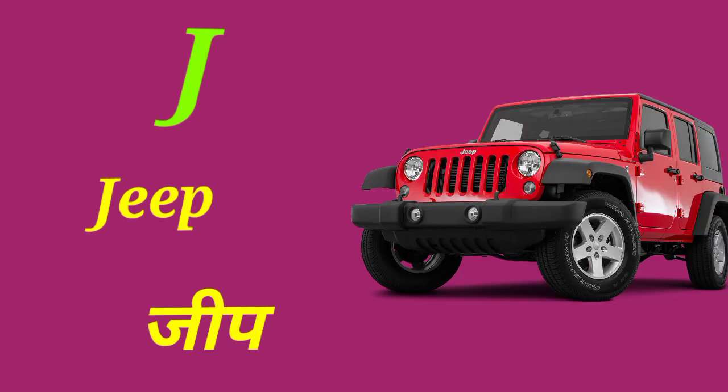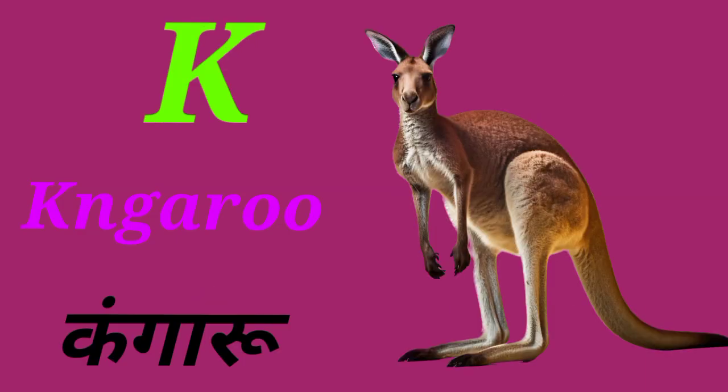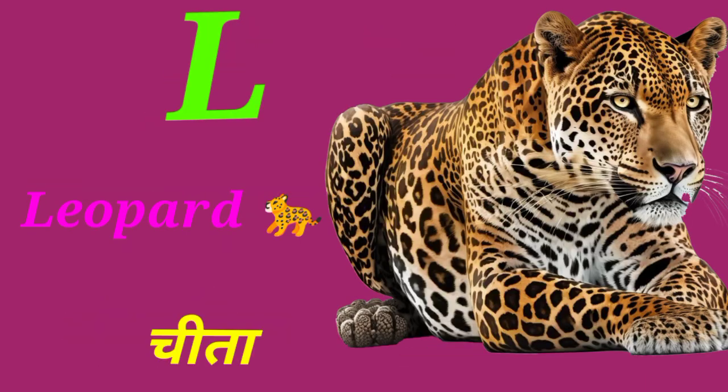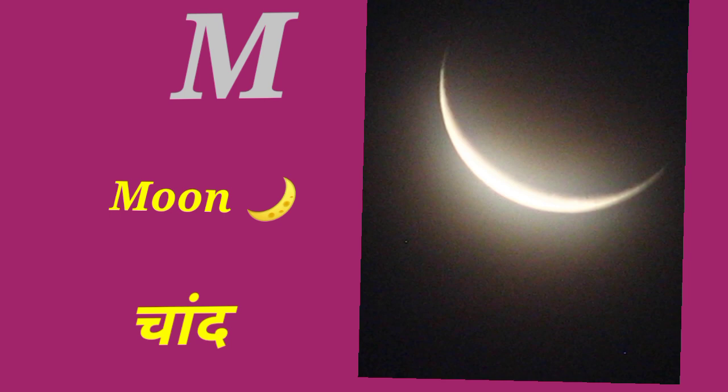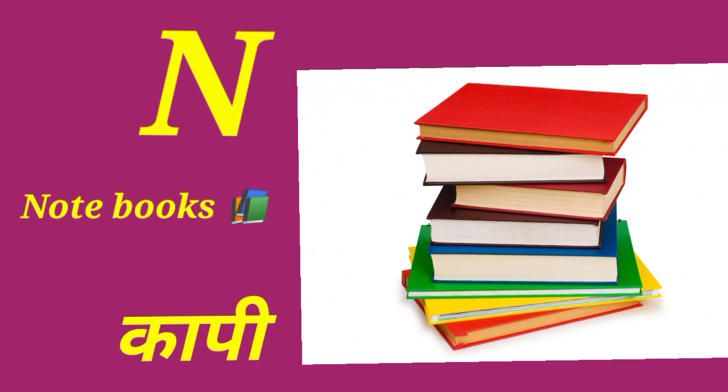J is for jeep. K is for kangaroo. L is for leopard. M is for moon. N is for notebook.